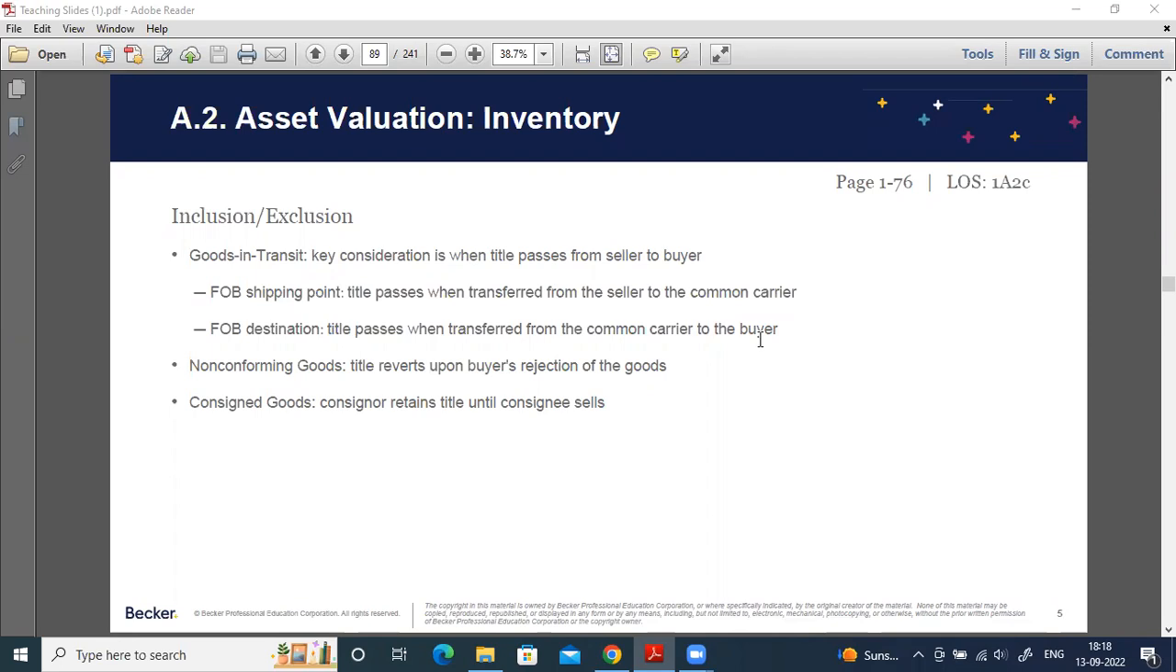Now, what is the difference between these two? If it is FOB destination, the title will be transferred to the purchaser only when the purchaser receives the goods. Title passes when transferred from the common carrier to the buyer. But if it is FOB shipping point, the title passes when transferred from the seller to the common carrier.